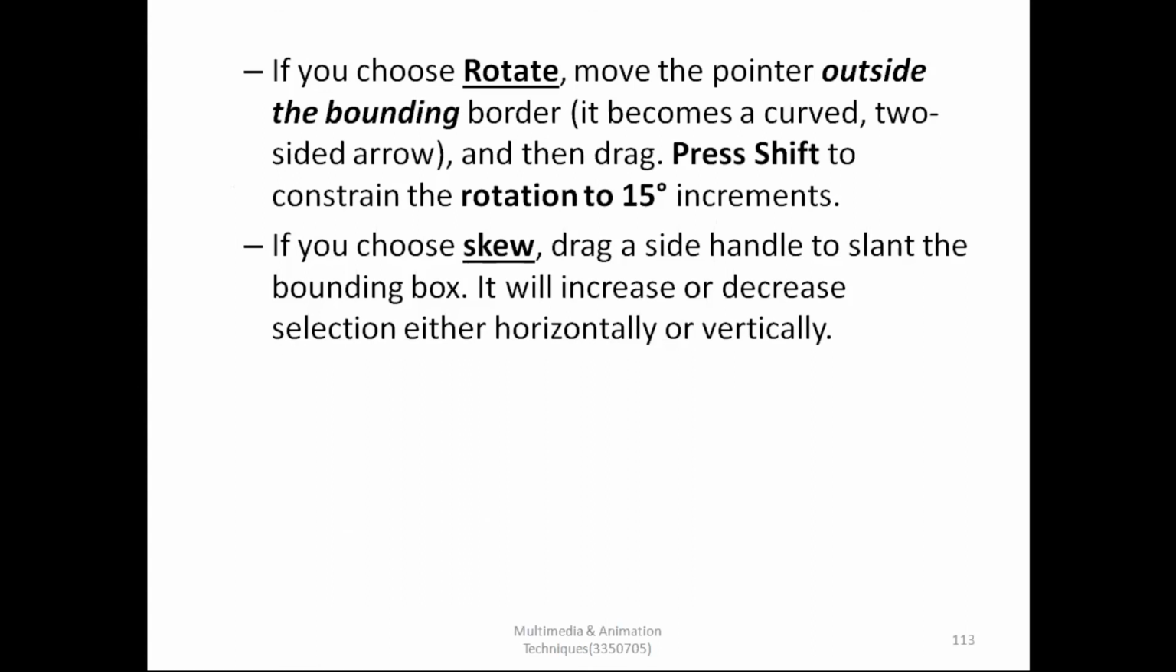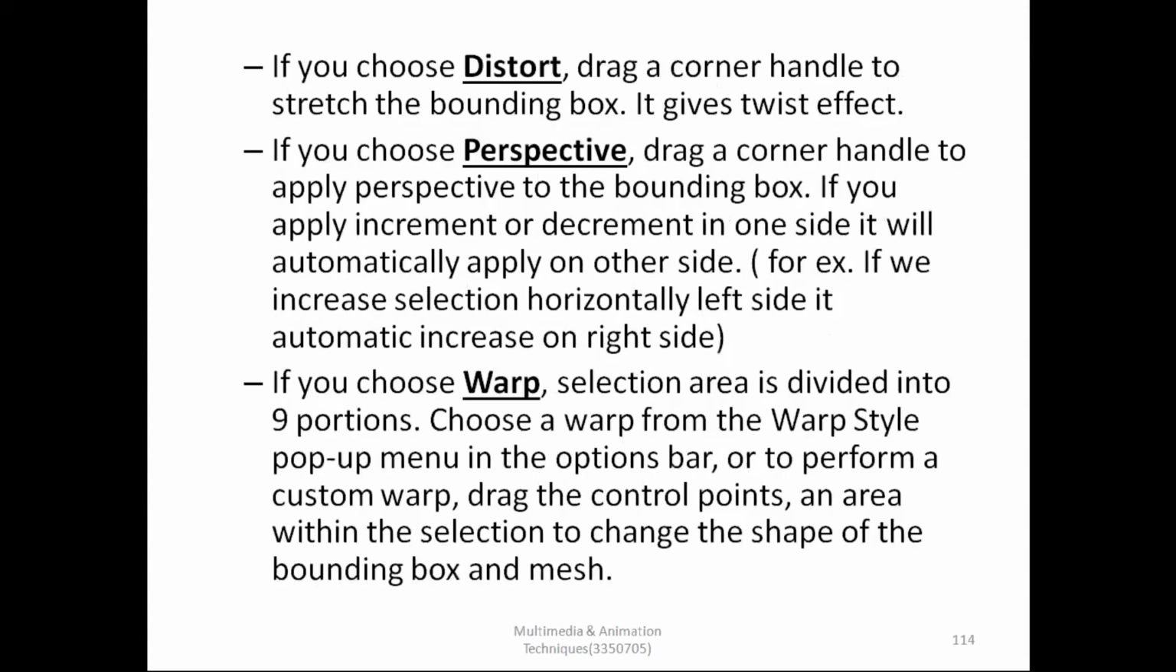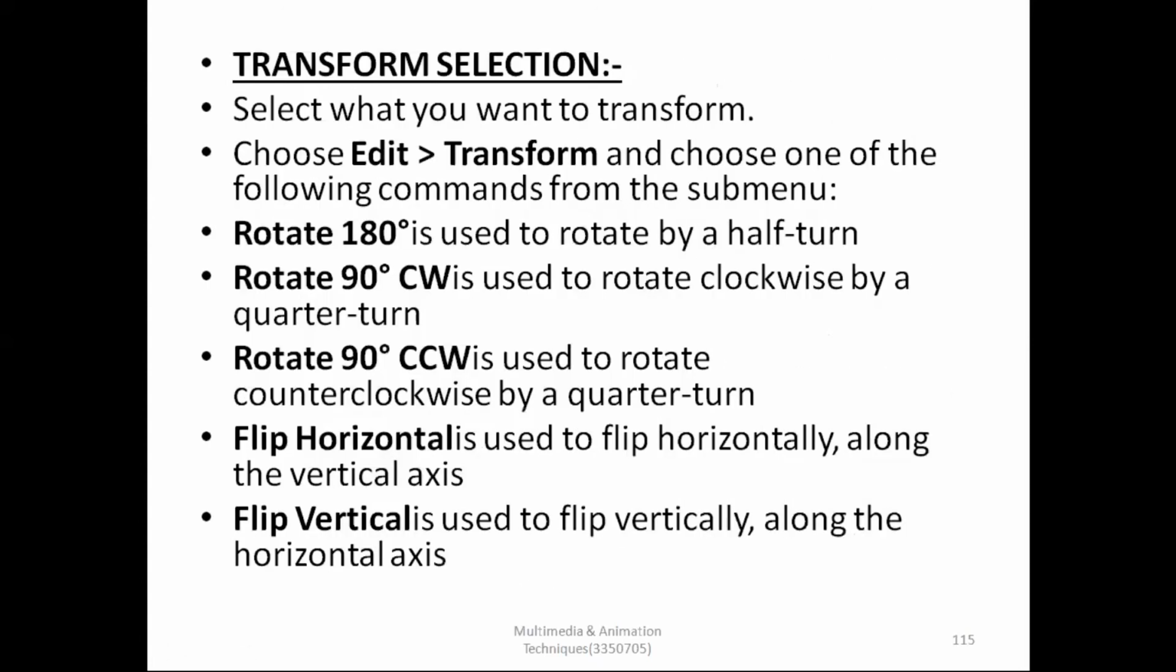If you choose rotate, you can move the pointer outside and rotate your image. If you use skew, then you can slant the box or slant your image. If you use distort, then it will give you the twisting effect. See here. If you use perspective, then one point will be transformed with respect to another point. Okay. If you choose warp, then your image area will be divided into 9 portions. Then any of the portion you can drag.